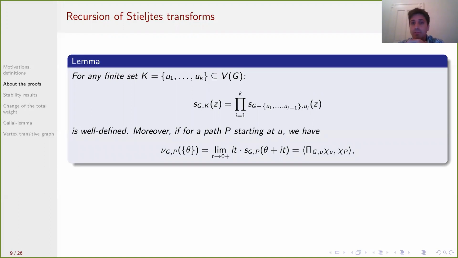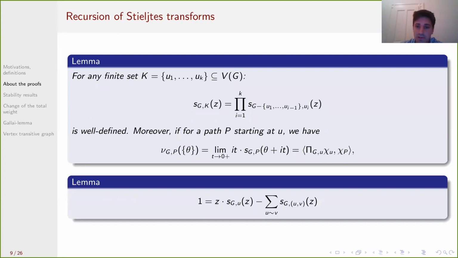And moreover, if this set of vertices forms a path starting from U, then, and now it's a little bit of a miracle at this moment, I can define this new G_P theta. What is the contribution of the path to the atom theta? We can define this as a limit here. And this is the same by spectral theory. Then we take the projection of the vertex U into the theta eigenspace, and we look at the P coordinate of it. So this is one of the lemmas which helps us to calculate with Stieltjes transforms.